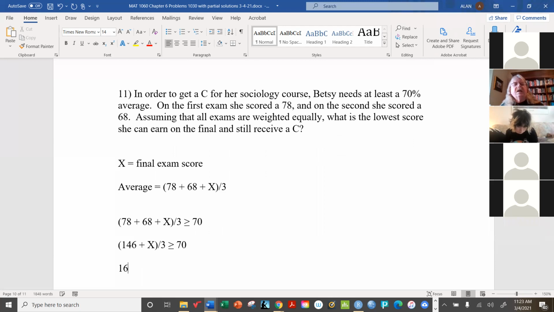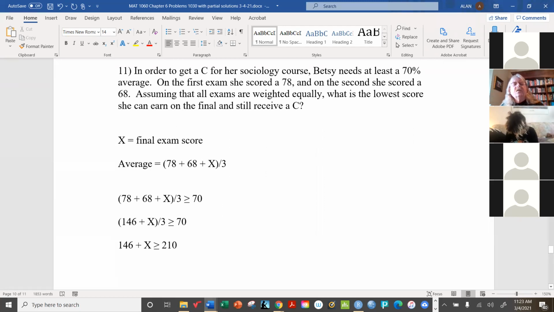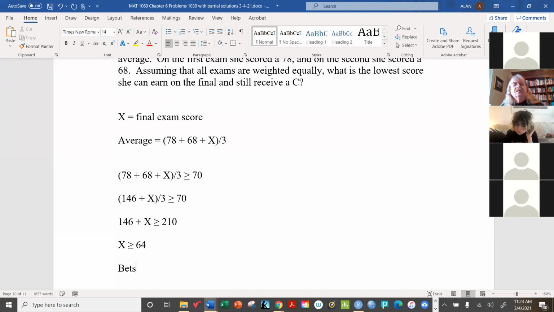And now multiply both sides by 3. This has to be at least 210. I'll subtract the 146 from both sides, and that leaves me with 64. So Betsy will get a C for the course if she gets at least a 64 on the final exam. Shouldn't be too hard, right?